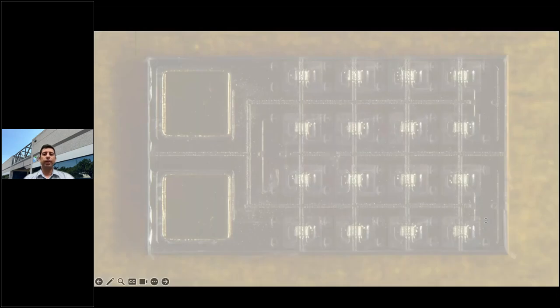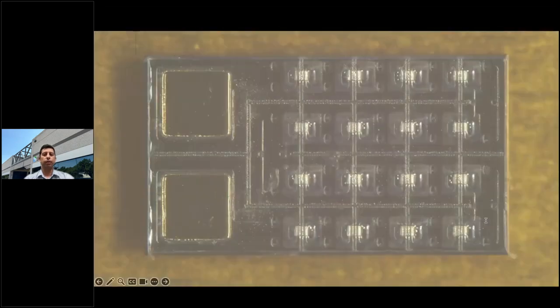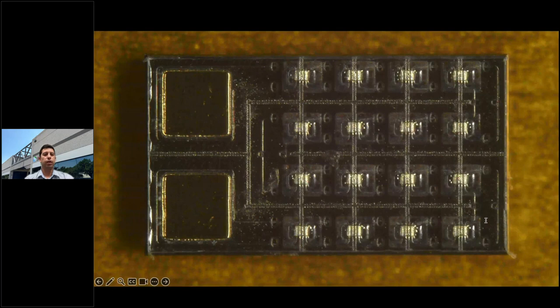This is a finished CoolChip without a top lid from our latest finished lot. You can see the device all plated with NiPdAu. On the left, you can see the wire bondable pads, and on the right, you can see the 16 N and P couples, all plated.